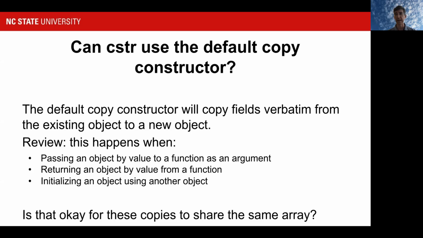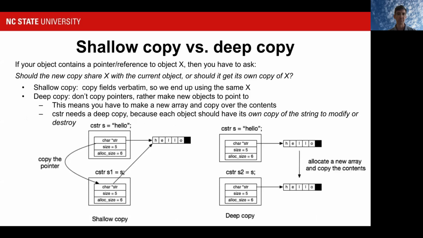And so that could happen if we use our C string in a variety of contexts. Like if we pass our C string to a function, then that means we would just hand over a pointer to that same array in memory. Or if we were returning a C string from a function, we would just hand back that same pointer. Or if we were initializing an object from another object, we would let them basically have the same pointer pointing to the same array. And the question is, is that okay for these objects to share the same array?